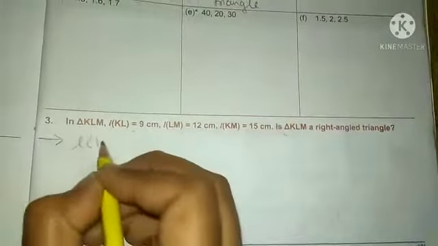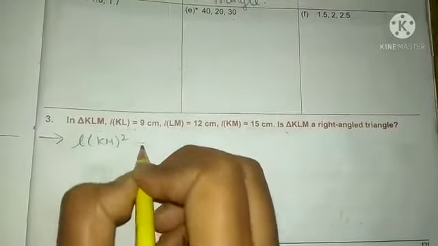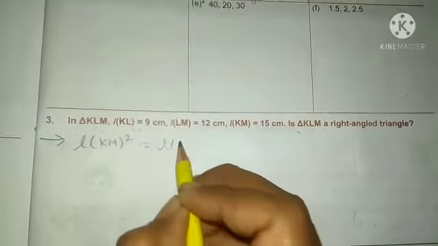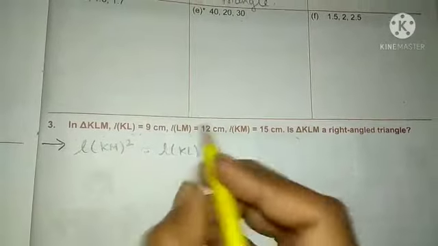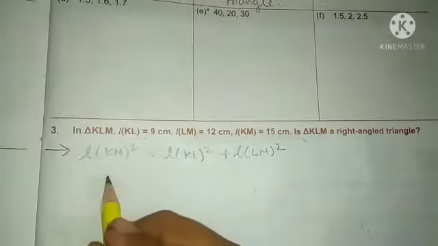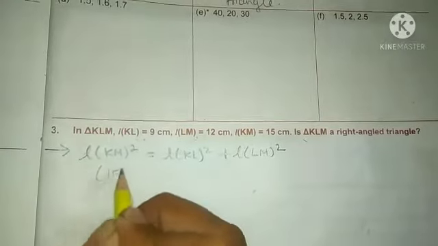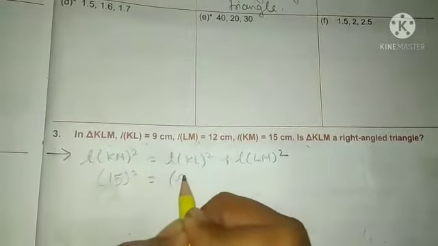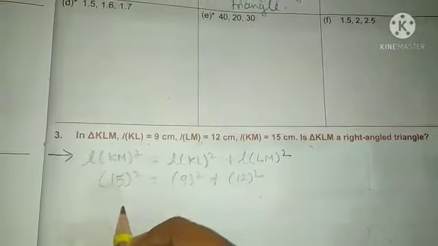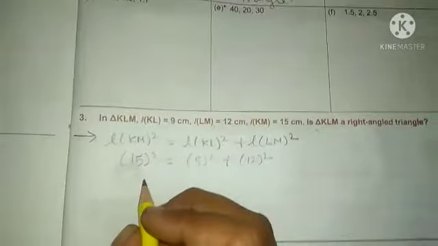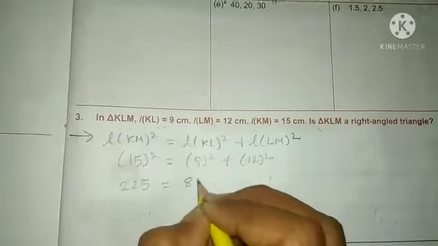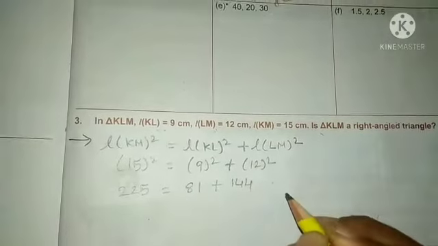So here we will write down length KM squared. Understood? Then the smaller length, that is length KL squared, and the remaining length is length LM squared. Clear? Now KM is given as 15, so here we will write 15 squared. KL is given as 9, so 9 squared, and length LM is given as 12, so 12 squared. So 15 into 15, what will you get? You will get 225. 9 nines are 81. 12 twelves are 144.